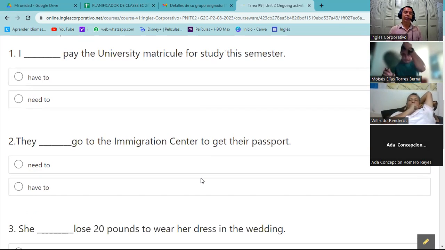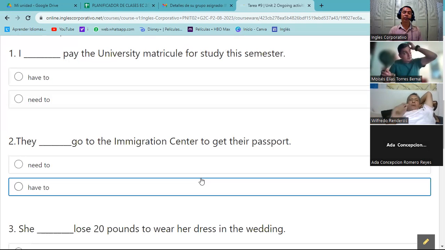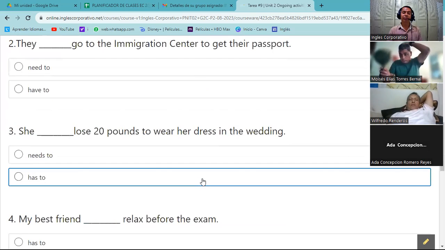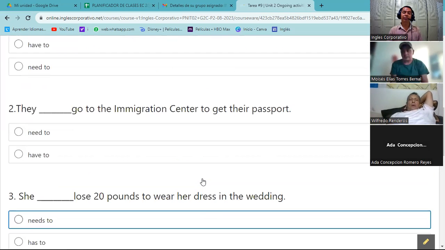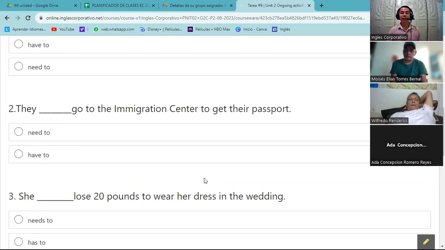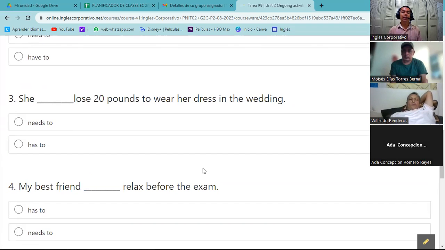They need to go or have to go to the immigration center. Aquí sí. Cualquiera de las dos puede ser, yes. She needs to or has to wear their dress in the wedding. Sí, aquí es un poco lógica, Delia.